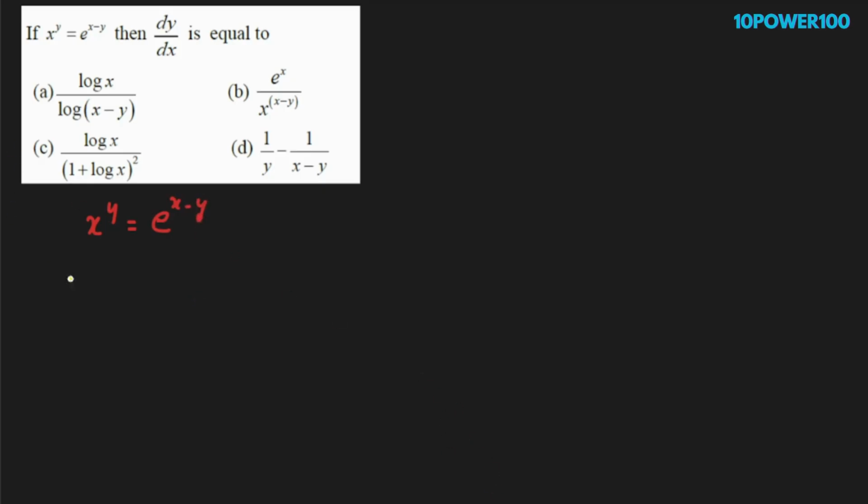Now let's take log on both sides. Since we have a function power function, we'll take log on both sides. So log x power y is equal to log e power x minus y.